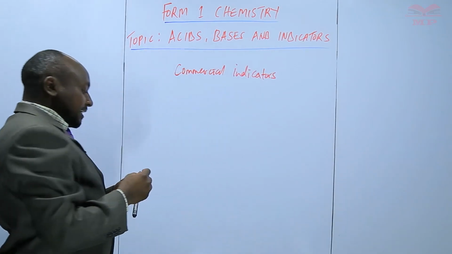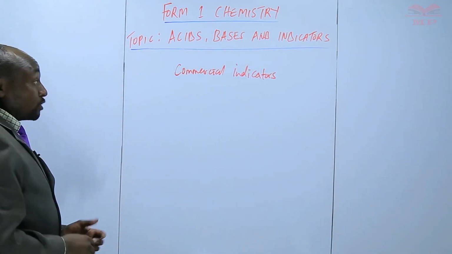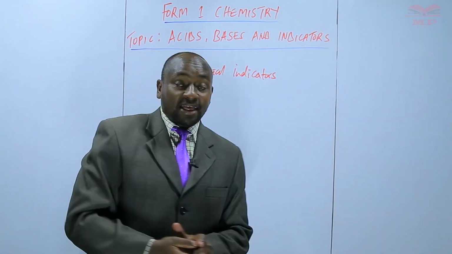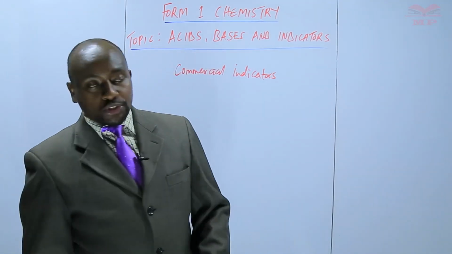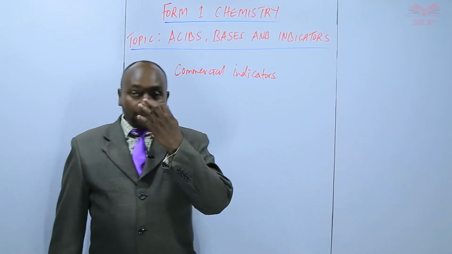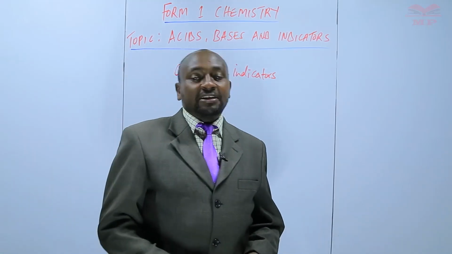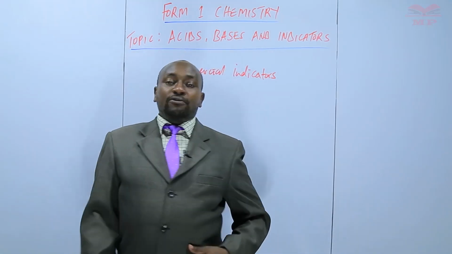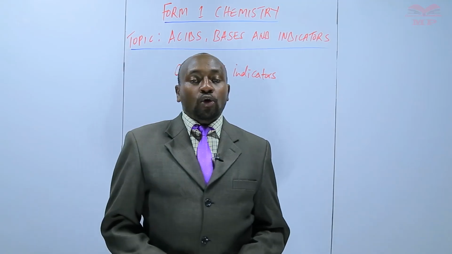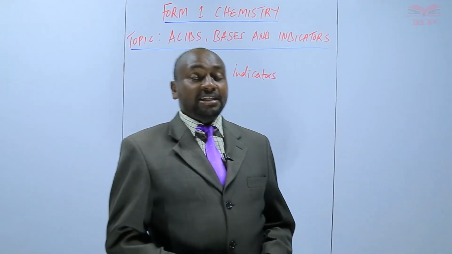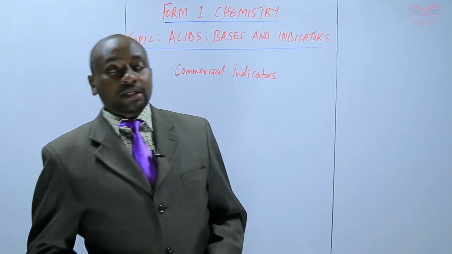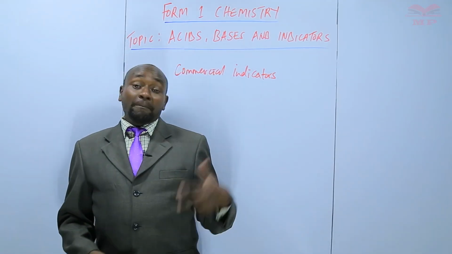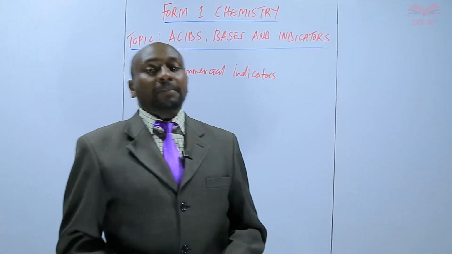So commercial indicators give consistent results. They can be stored for a long time for future use, and so on and so forth. And we'll have various examples. We have, for example, an indicator that is called litmus. Litmus can either be in form of a solution called litmus solution. It can also be in form of a paper called litmus paper.